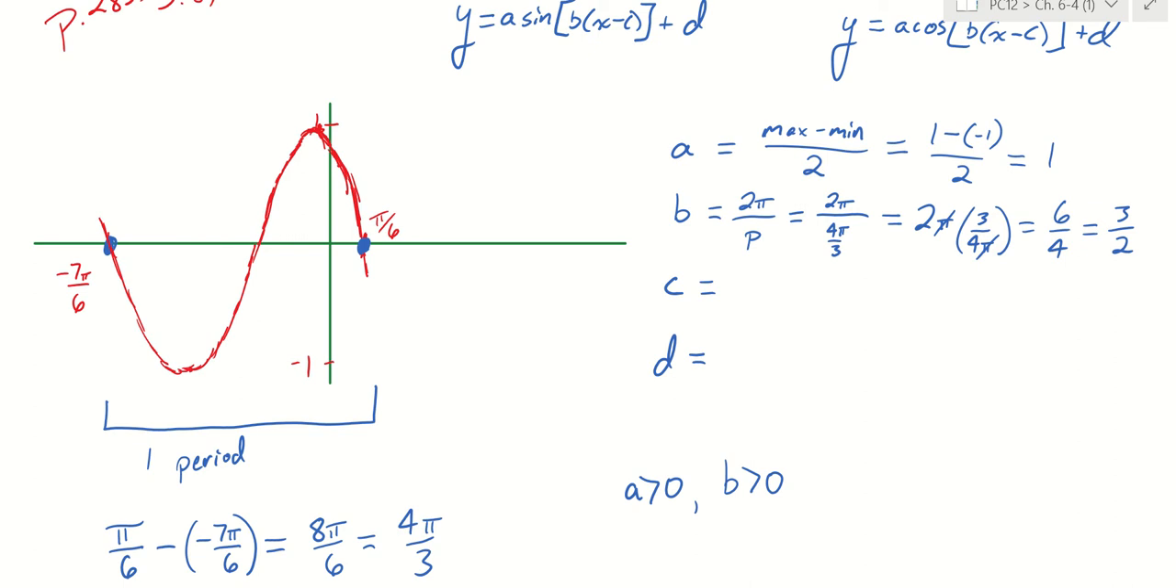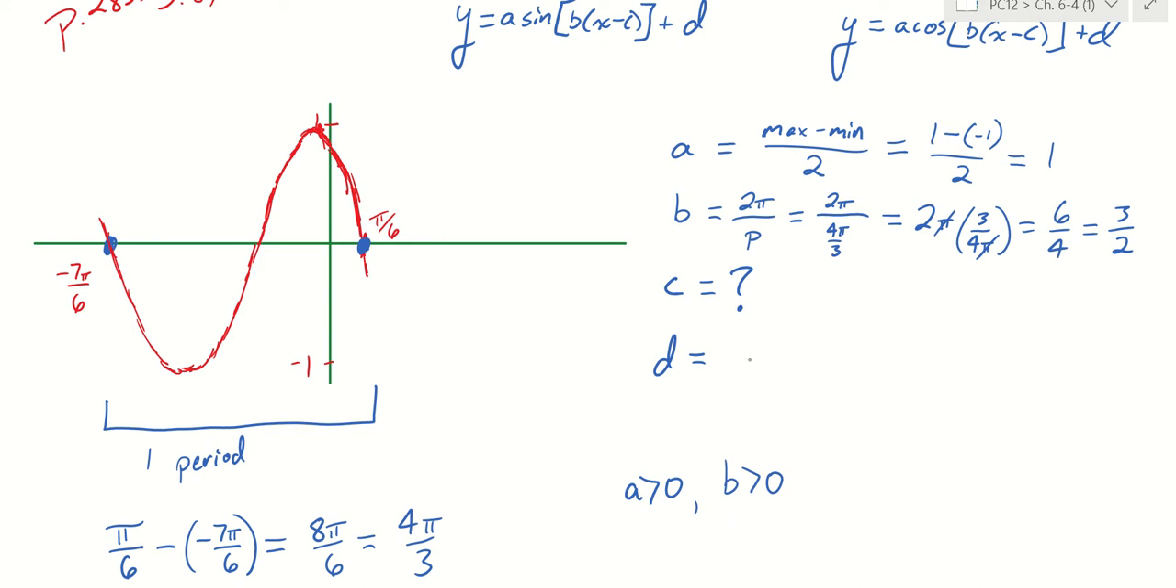And what else? Let's see. We want to find the c value, but we're going to leave that for later because that's going to be the hardest part. Let's look at the d value. The d value is really just the center line point, and we might be able to clearly see that if we have positive 1 as our maximum and negative 1 as our minimum, the center line is just in the middle of those two.